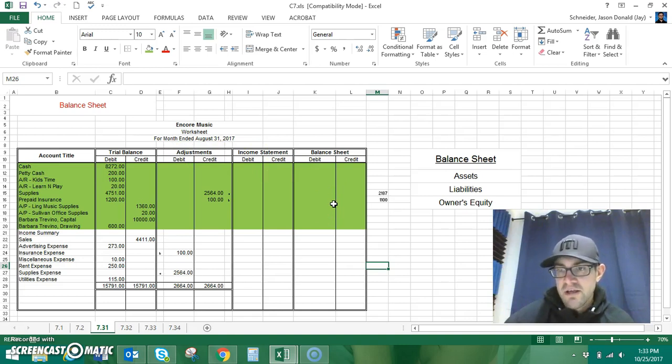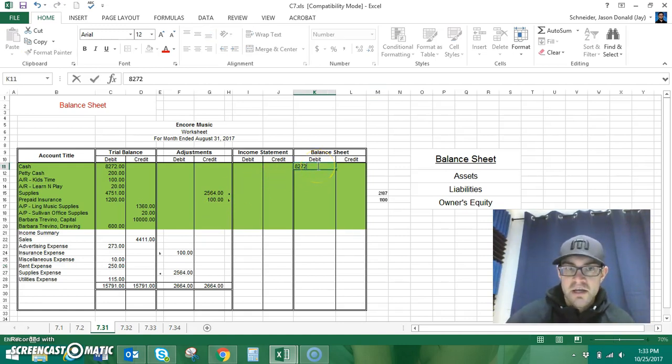Now, whatever values are there, we're going to put in here unless there's an adjustment. An adjustment means that we've lost some of that value. So in this case here, you can see that cash never changed. Petty cash is the same, and our accounts receivable stayed the same. Now this is where we have a little bit of an issue, right?